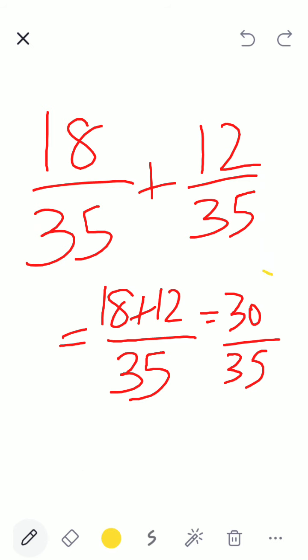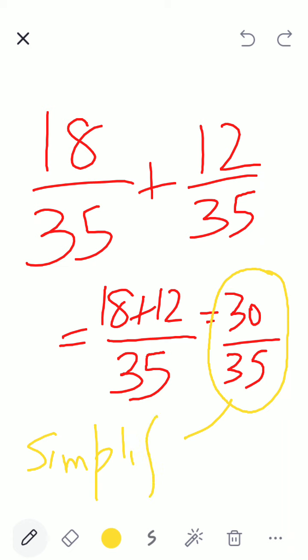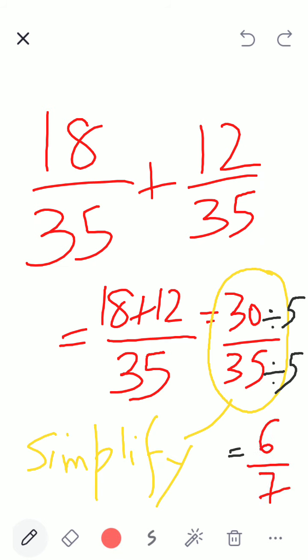This is correct, but I will simplify. Whatever I simplify, I will divide by the highest common factor, which is 5. I will get 6 by 7. This is my final answer.